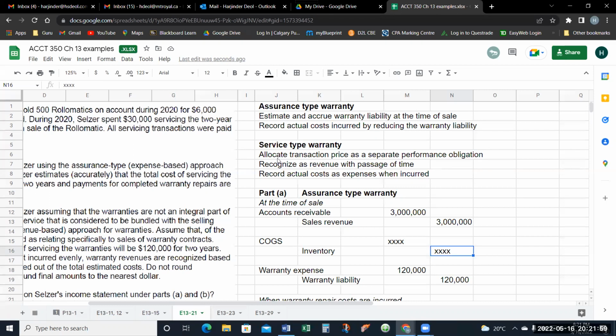Now, if you're dealing with a service type warranty, then the warranty is considered a separate performance obligation. So what you need to do is allocate the transaction price to the service type warranty and record that as unearned revenue to start off. Later on, with the passage of time, we recognize revenue. And as and when actual costs are incurred, we record them as expense.